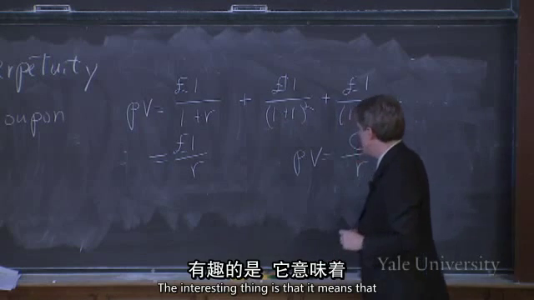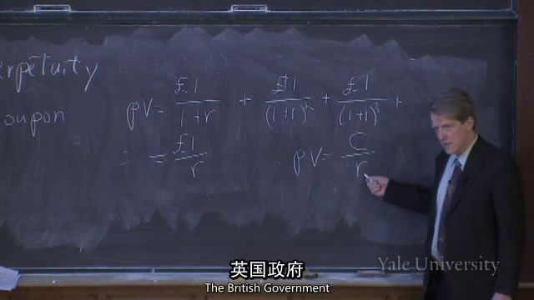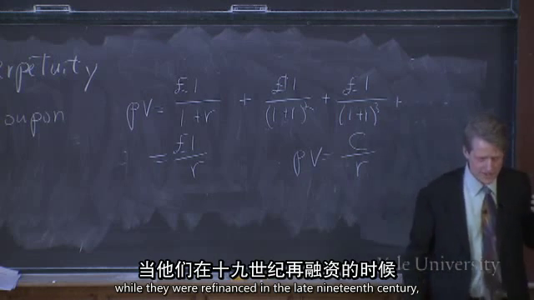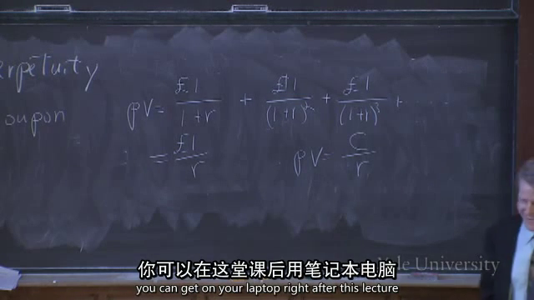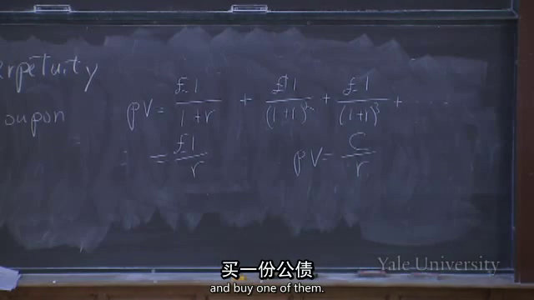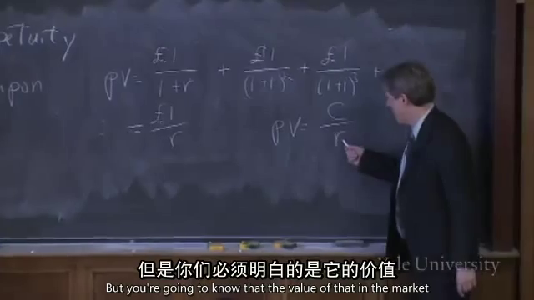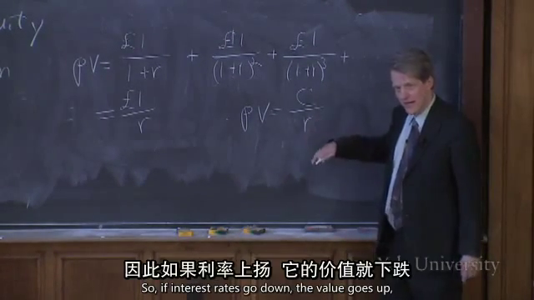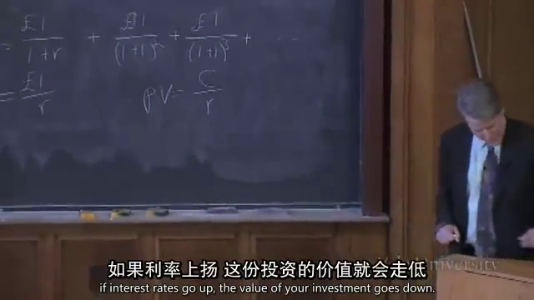The interesting thing is it means that the value of a console moves inversely to the interest rate. The British government issued those consoles in the early 1700s, and while they were refinanced in the late 19th century, they're still there. And if you want to go out and buy one, you can get on your laptop right after this lecture and buy one of them. And you've got something that will pay you something forever. But you're going to know that the value of that in the market moves opposite interest rates. So if interest rates go down, the value goes up. If interest rates go up, the value of your investment goes down.